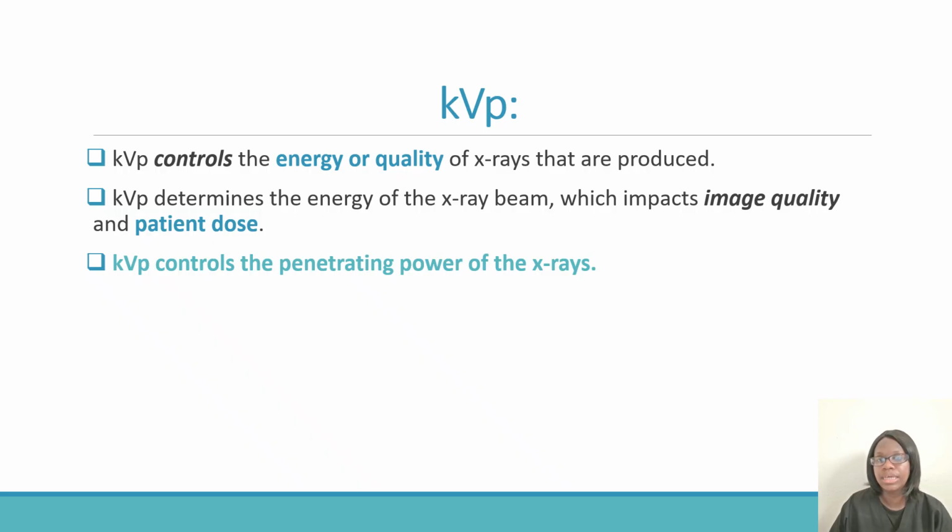Okay, so we're still in kVp. This is going to control the energy or quality of X-rays that are produced. So your mAs is controlling the quantity of photons, but your kVp is going to control the energy. kVp determines the energy of the X-ray beam, which impacts image quality and patient dose. So also just remember, kVp controls the energy of the X-ray beam. It also controls the penetrating power of the X-rays. So for kVp, just think of it as an energy source.